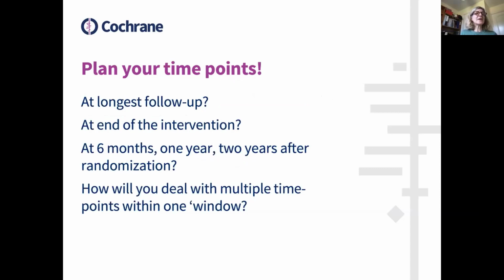One thing that's key, and one thing that's perhaps not always as well done as it could be in Cochrane reviews, is you need to think about your time points as well. What time points are you measuring your outcomes at? And you need to think about that in advance.